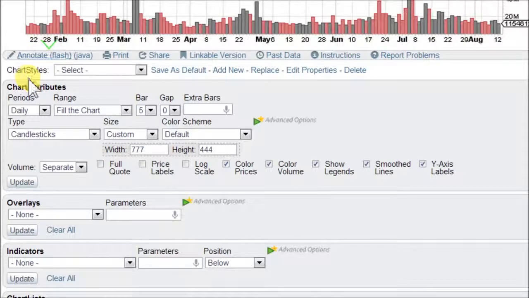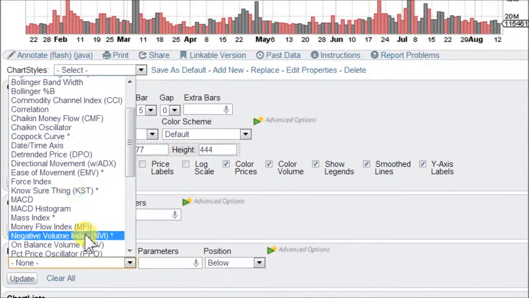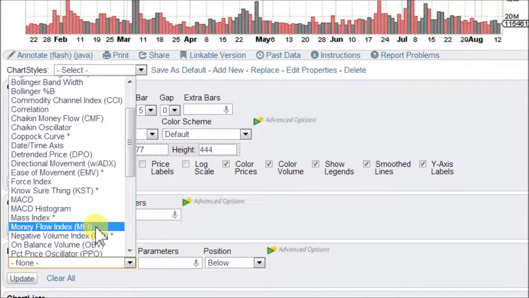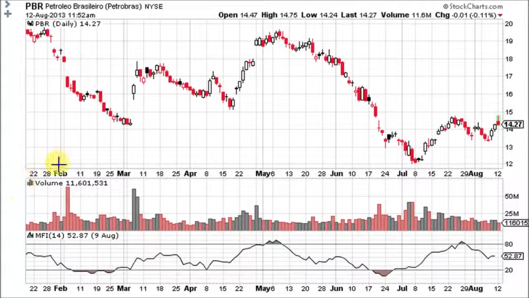If you scroll down into the chart attributes area, down here at the bottom, click on indicators, scroll down just a little. There is the Money Flow Index, MFI. The standard parameter is a period of 14. You can adjust this either faster or slower to suit your individual trading style. Go ahead and click update. And this is the MFI 14 with a reading of 52.87, which is slightly bullish above the 50 line.